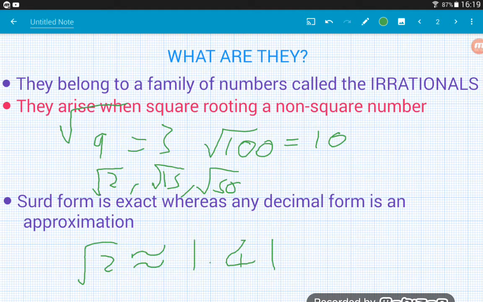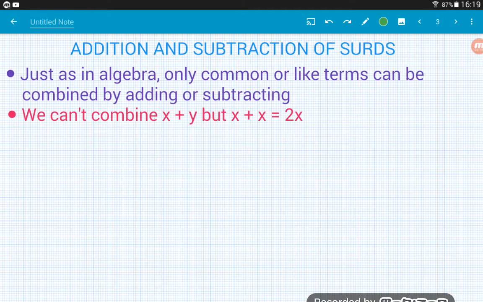Okie dokie, let's take a little peek at adding and subtracting surds then. We can really closely link this to algebra. If we try to add 2 different letters together, say x and y, we can't combine that into a single term, because x and y are different beasts. They don't fit together. So the only way that we can describe x plus y is as x plus y. Yes, we could also call it y plus x. That's exactly the same thing.